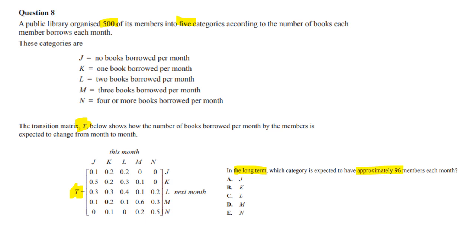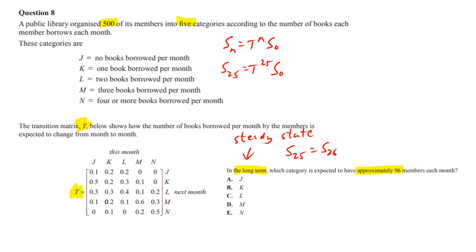And then in the question, it says, in the long term, which category is expected to have approximately 96? Well, there's our lovely key phrase here. That means steady state. And that means we want a situation where, say, we can't work out S infinity. We're going to say S25 equals S26. Now, to do S25 and S26, we remember our formula that Sn equals T to the n S naught, so S25 equals T to the 25 S naught. But our problem here is, what's my S naught?